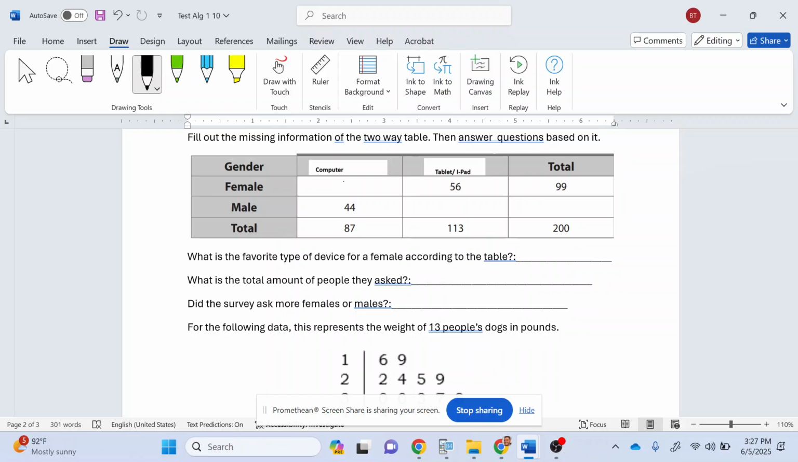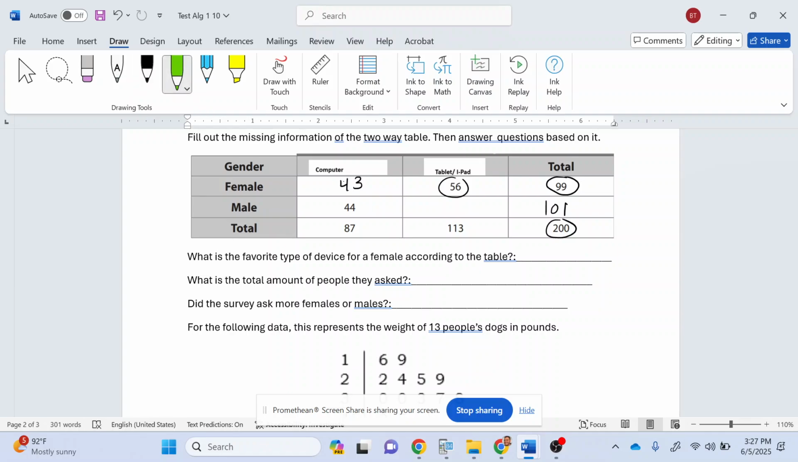Gender. Okay, this is the type of thing. These are the genders below. We have to fill out this table. Since we know 99 females answered, and we know 56 said iPad, that means people who said computer should be 99 minus 56. I'll do that first. If there's 99 and there's 200 in total, this should be 101. In this case, 99 minus 56 should be 43.